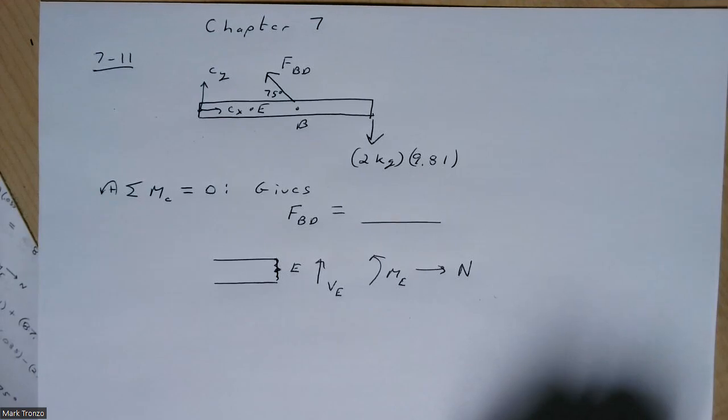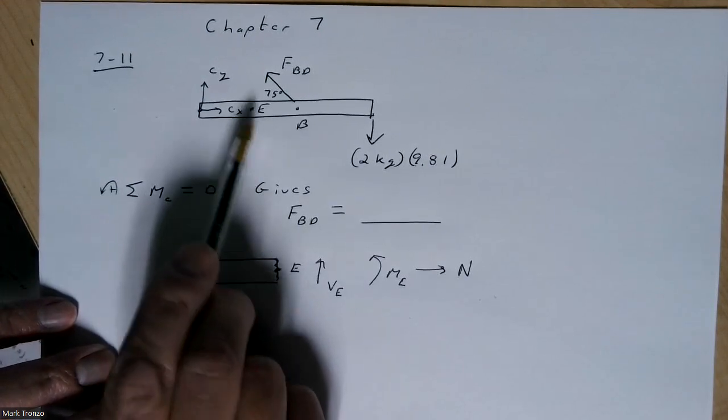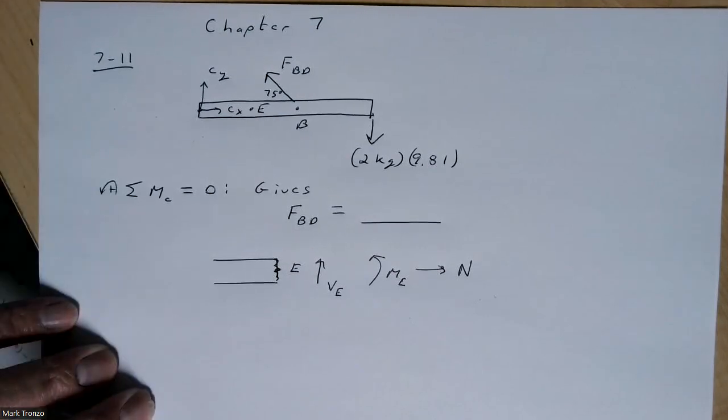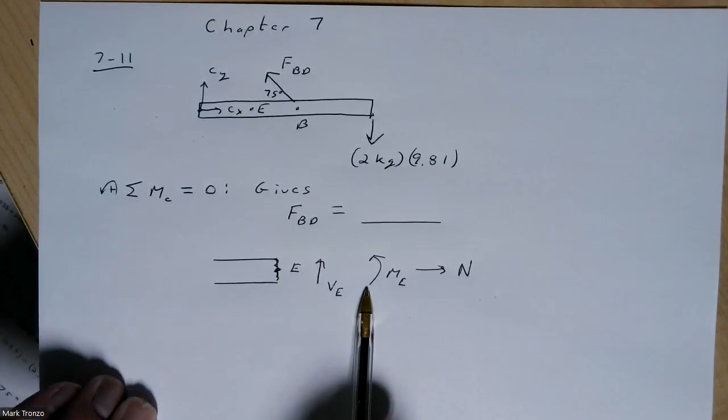And so what you could do is then look at everything. For example, we can pick everything to the right of VE. Remember, when you're doing these internal loadings, you can either pick everything to the left or everything to the right to work with. So we'll pick everything to the right.